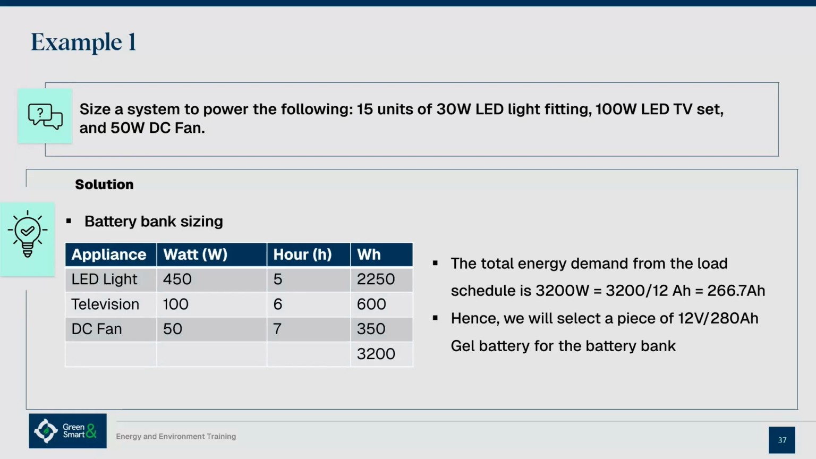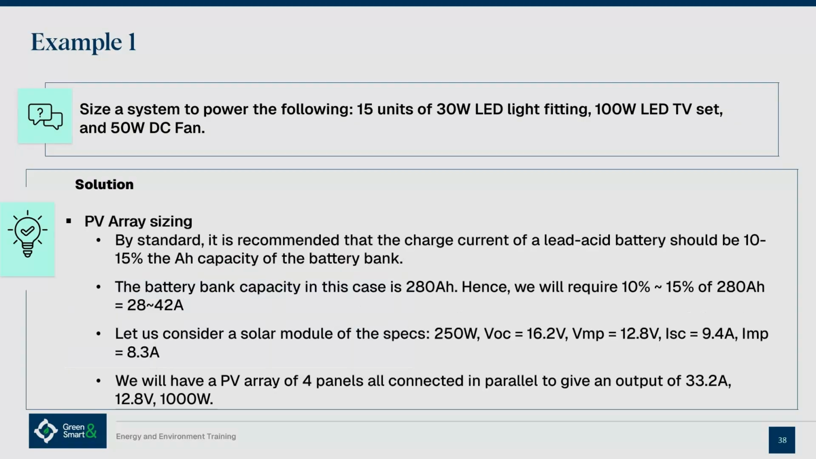Now, converting to amp-hours at 12 volts, we have 3,200 watt-hours divided by 12, which equals 266.7 amp-hours. Hence, we will select a piece of 12-volt, 280 amp-hour gel battery for the battery bank. For additional hours, you can increase the battery bank.